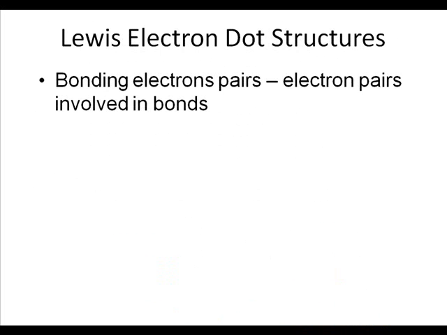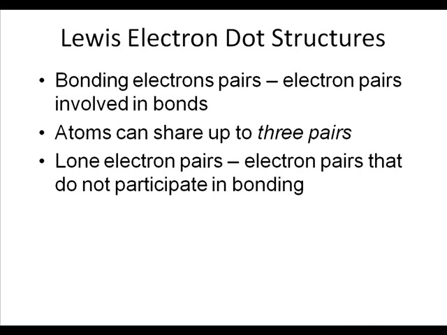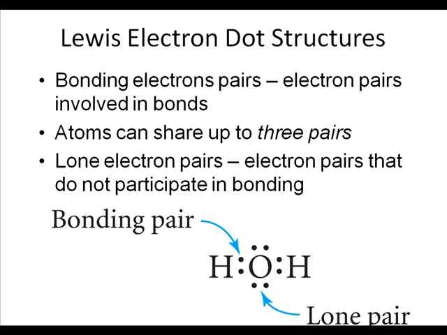So bonding electron pairs, they're involved in the bonds. They can share up to 3 pairs. That means that any given set of atoms can share or create 3 bonds or triple bonds. Lone pairs are the ones that do not participate. Now this is vocabulary that is extremely important, so make sure you understand what this is saying.